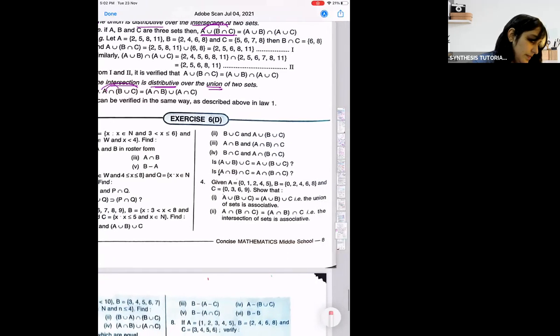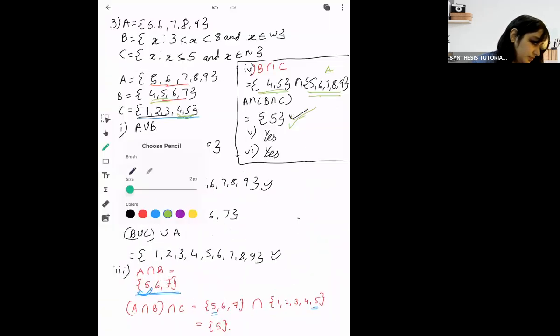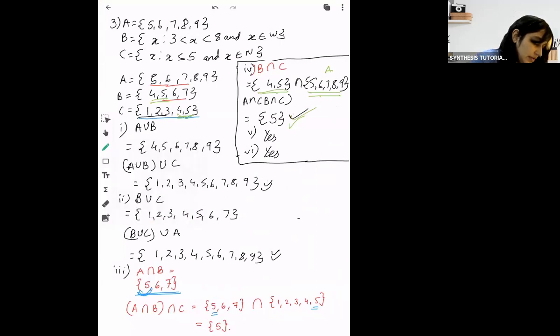So if you see clearly, first and second का आंसर, ये देखो फर्स्ट का आंसर आ रहा है 1, 2, 3, 4, 5, 6, 7, 8, 9. यहाँ भी वही आ रहा है. सो यस, ये A यूनियन B यूनियन C और ये B यूनियन C यूनियन है, तो दोनों इक्वल है. एंड देन थर्ड का आंसर आ रहा है 5, फोर्थ का भी आंसर आ रहा है 5. सो यस. अंडरस्टूड गाइस? Was this too complicated?